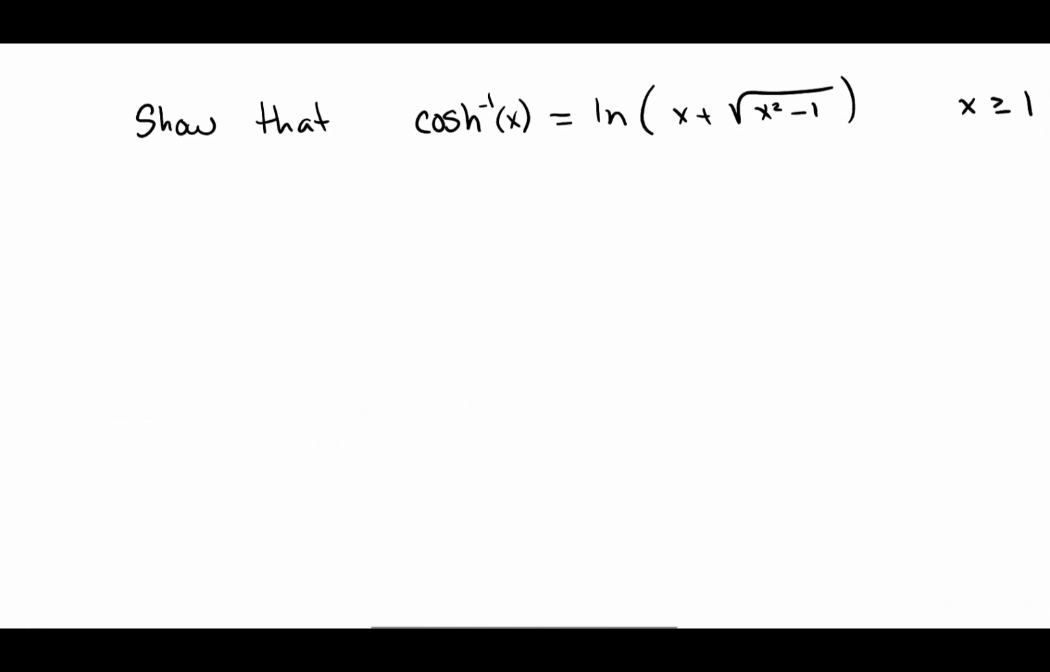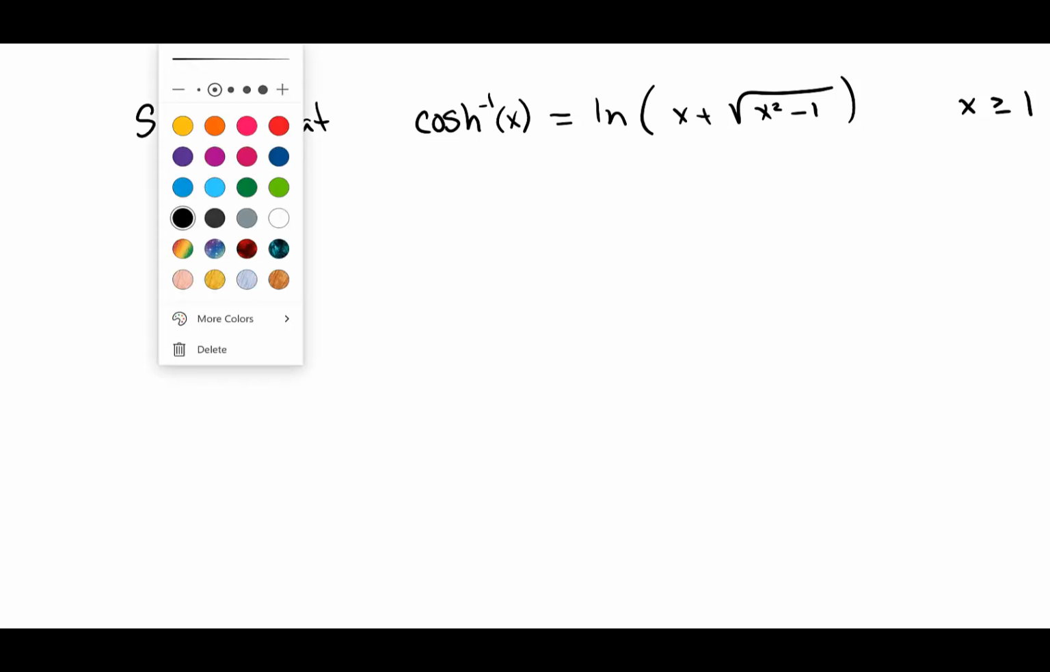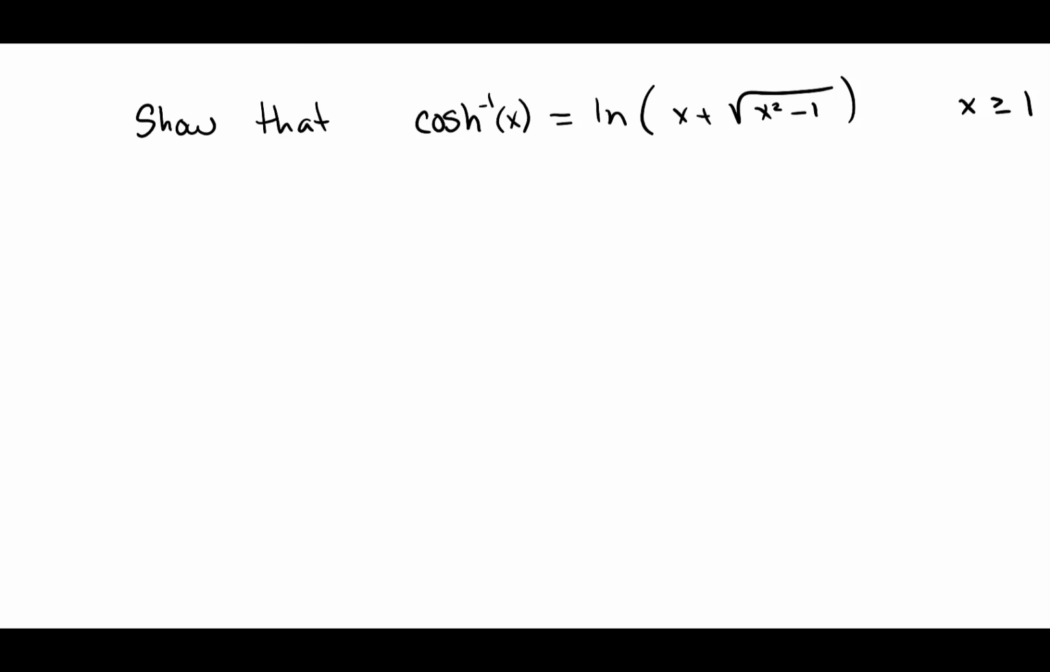We want to show that inverse cosine hyperbolic of x is equal to the natural log of x plus the square root of x squared minus 1 for only x values that are 1 or larger. So let's do this algebra problem. Let's get into it. Fun with algebra.